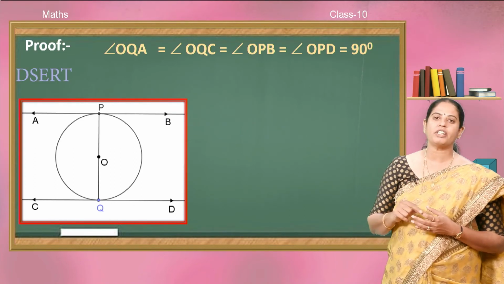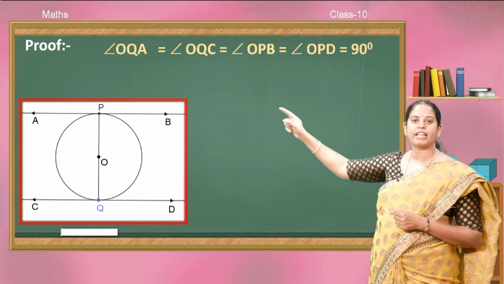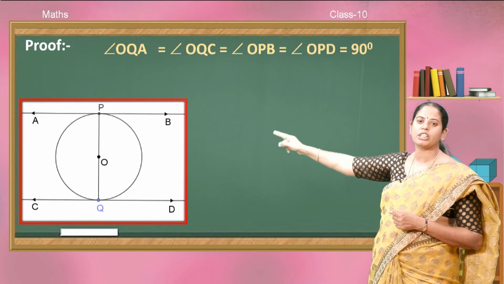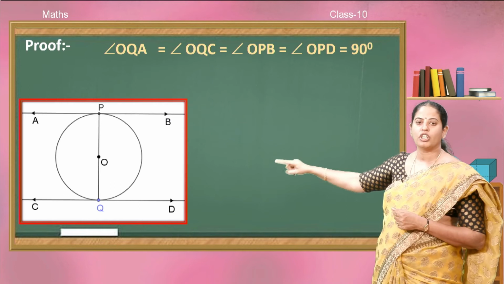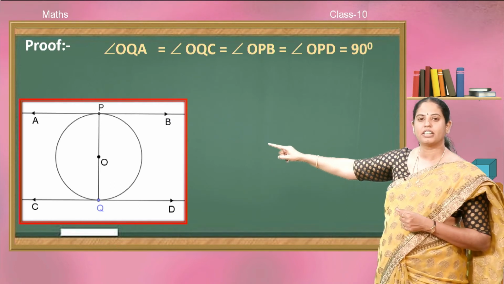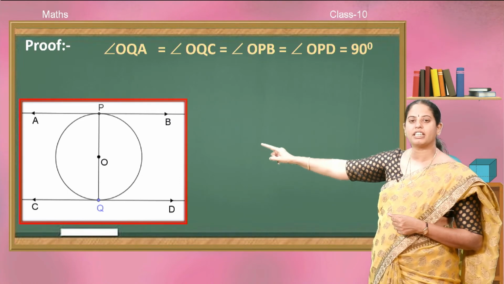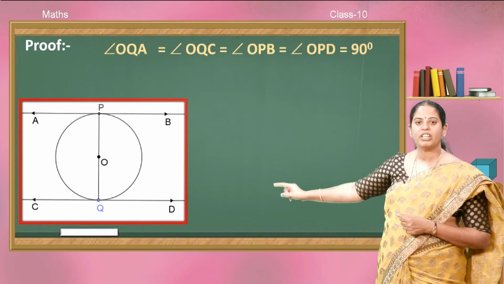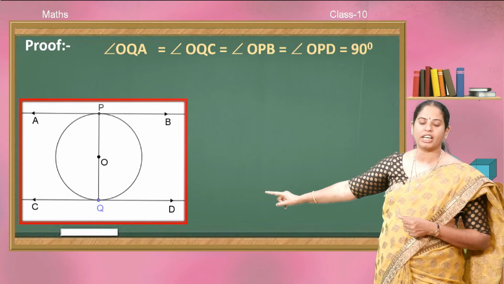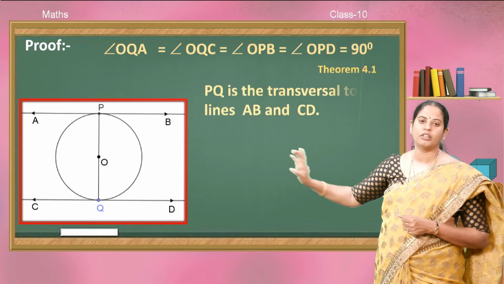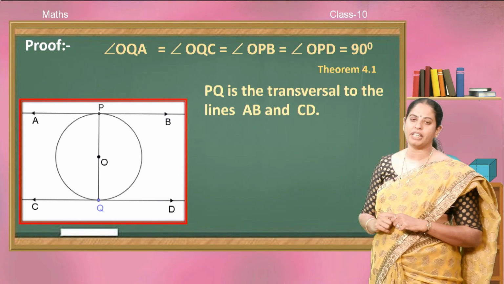Here, which property are we going to use? We know angle OQA, angle OQC, angle OPB and angle OPD are 90 degrees, because OP is the radius drawn to the tangent at the point of contact, hence it is perpendicular. Here OQ is the radius drawn at the point of contact Q. See, OQ is also perpendicular. Therefore, PQ is the transversal to the lines AB and CD.